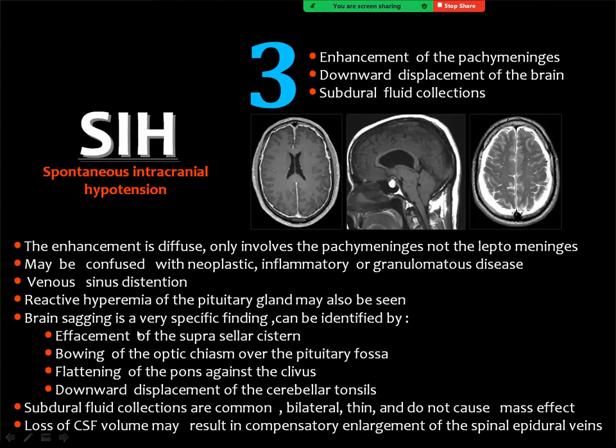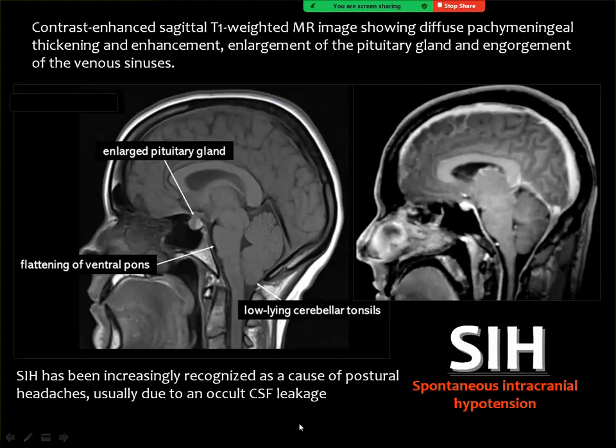The brain sagging is a specific finding and is identified by effacement of the suprasellar cistern. The suprasellar cistern is almost obliterated, with bowing of the optic chiasm over the pituitary fossa seen in the coronal images, and flattening of the pons. The pons is usually rounded from its anterior aspect, now straight against the clivus, with downward displacement of the cerebellar tonsils through the foramen magnum.